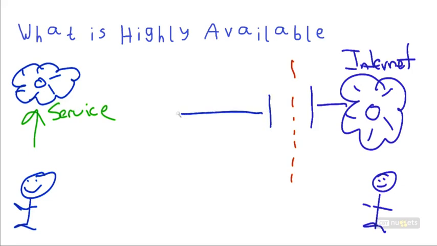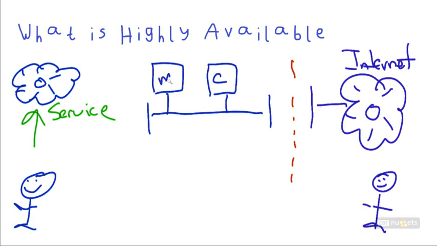And here's the rest of my network. Like I said, I'm keeping this network simple. Let's put in the service that we're offering, which is going to be Exchange. So we're going to have a CAS box and a mailbox, and the user's mail is on that mailbox.